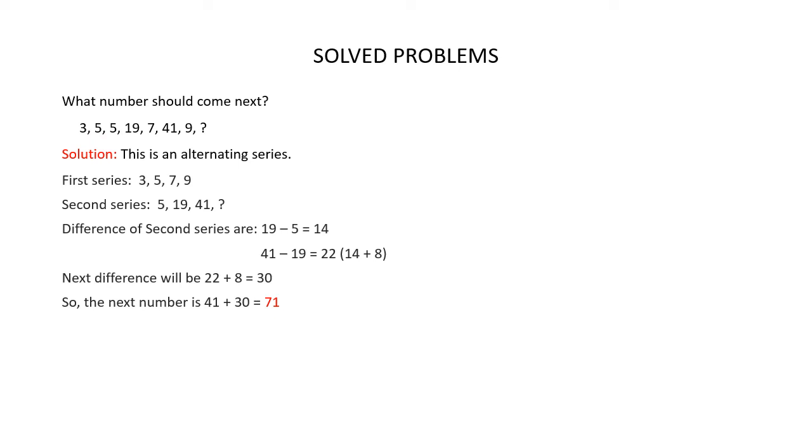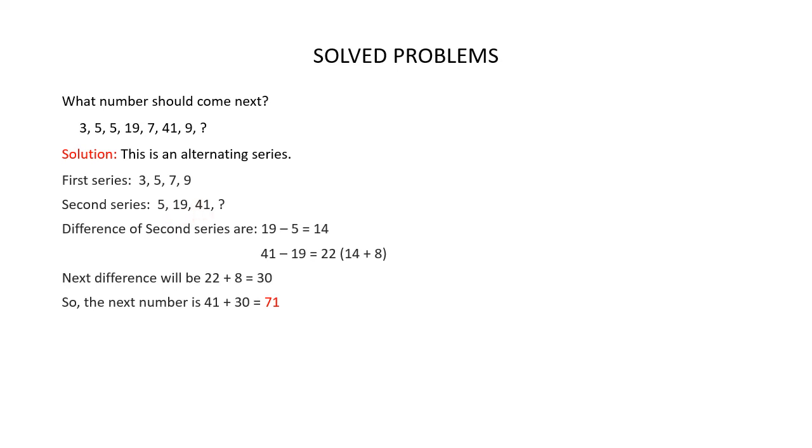There are two series in this number series. The first series is 3, 5, 7 and 9. The second series is 5, 19, 41 and question mark. Now observe the numbers in the second series 5, 19, 41 and question mark. The numbers are increasing gradually. So this is a different series. So find the difference between the successive numbers. 19 minus 5 is 14. 41 minus 19 is 22.